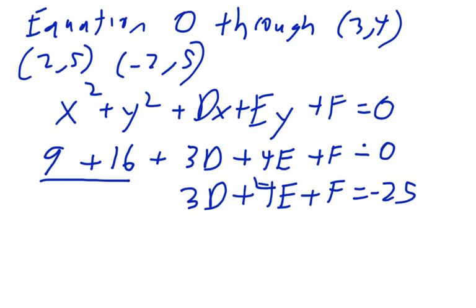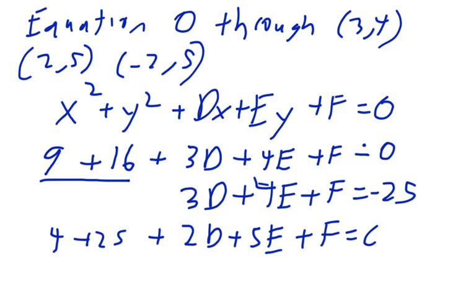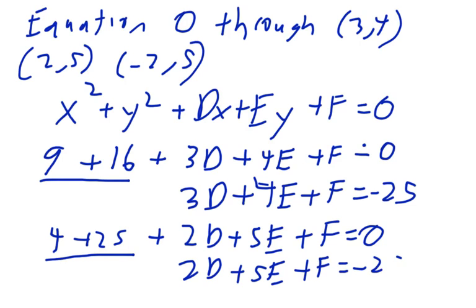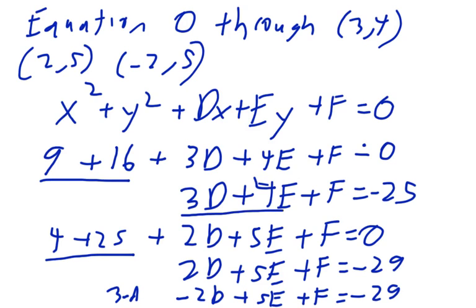Do it again with my second point, which is 4 plus 25 plus 2d plus 5e plus f equals 0. And since this adds up to be 29, I'm going to move it to the other side, and it becomes negative again, so that's negative 29. Our last one has about the same because we still have the 4 plus 25, so the third equation is going to be negative 2d plus 5e plus f equals negative 29. So the three important equations are 1, 2, and this last one that I can't really underline because I'm at the edge of my page.